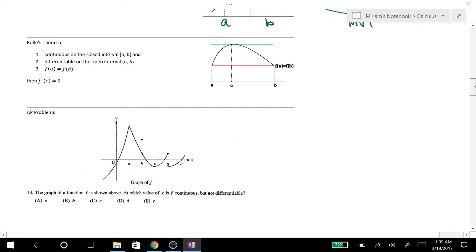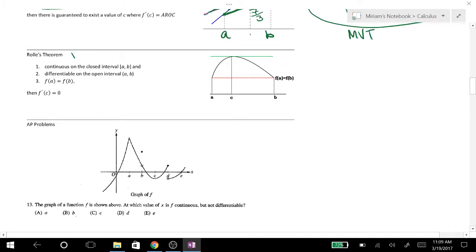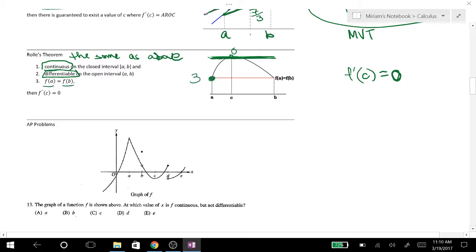Next up, Rolle's theorem. Rolle's theorem is the same as above, but more specific. It doesn't say that the slope is equal to the derivative. It says that the derivative at some point will equal 0. So it's saying the slope is 0, like at this point, the slope is 0. And that's because it's not only continuous, not only differentiable, but also f of a equals f of b, meaning this y value, let's say this y value is 3, is also the same as this y value at the end, 3.